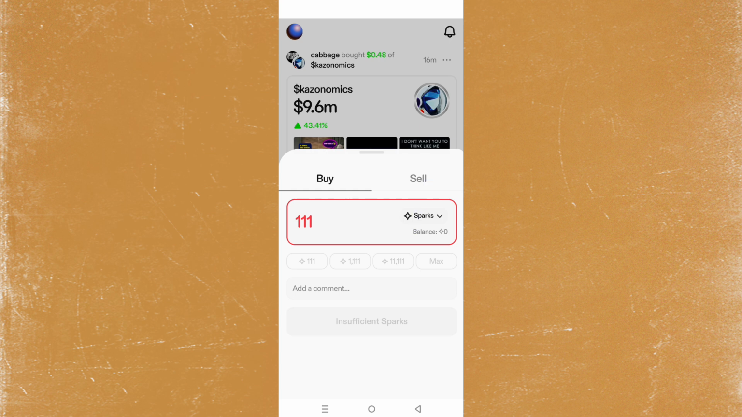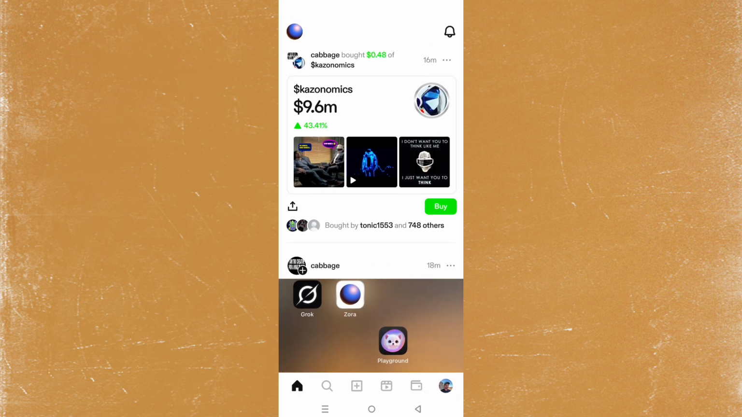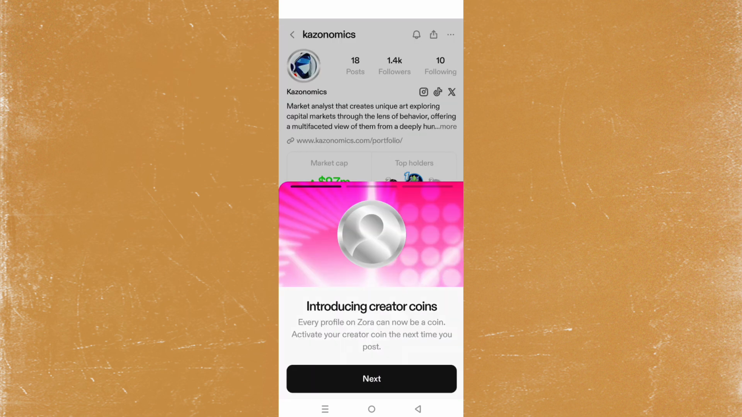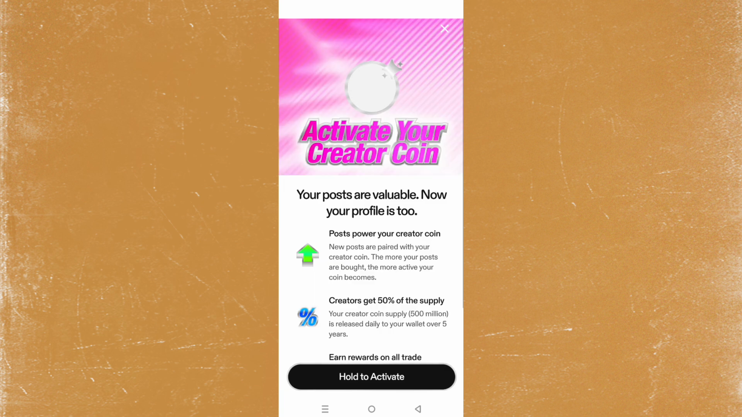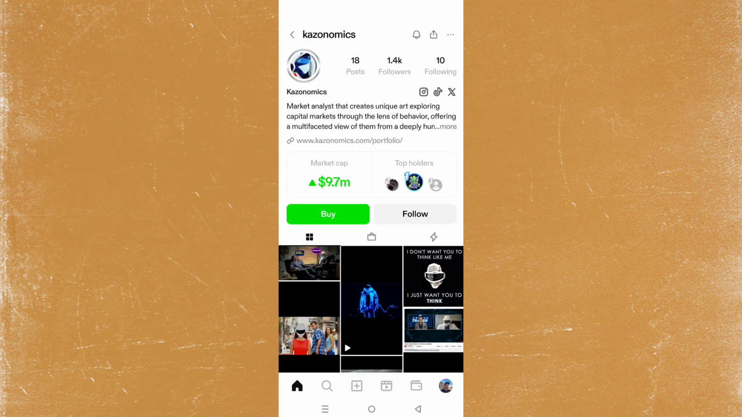Okay, and you can also go ahead and sell your Sparks, right? And this person right here, they all have their own ticker. So you can see, let's go ahead and reload that. So these are creator coins, okay? As you can see, this one has a market cap of about 9.7 million.